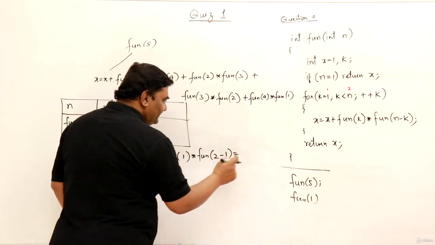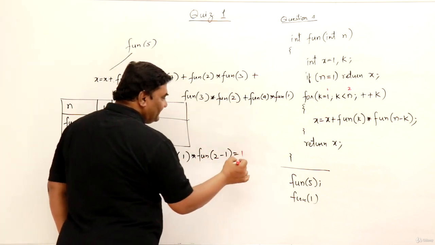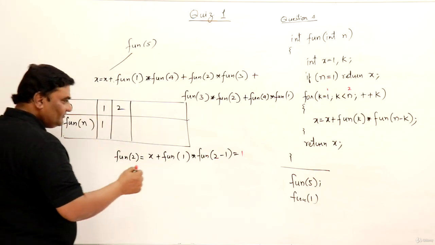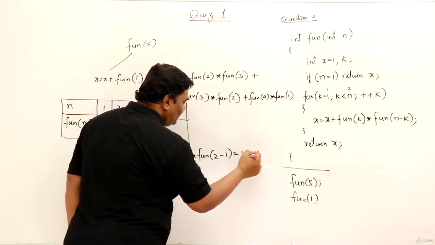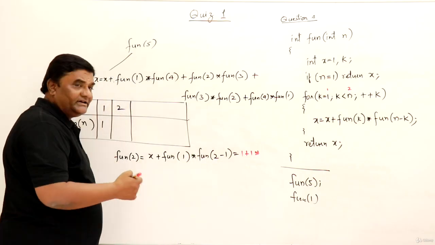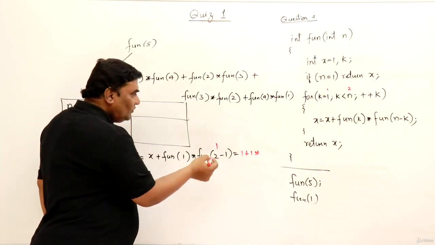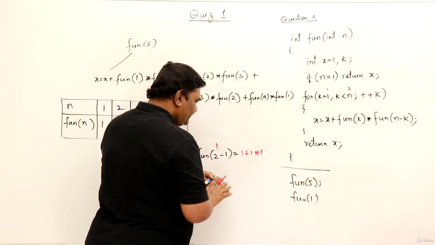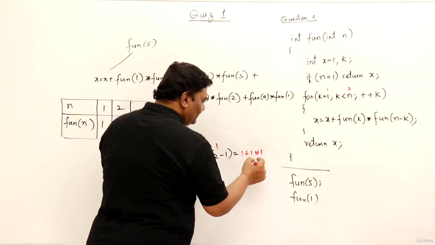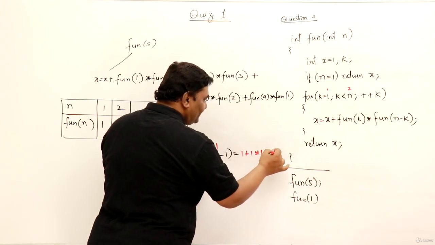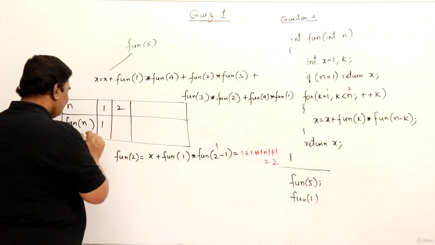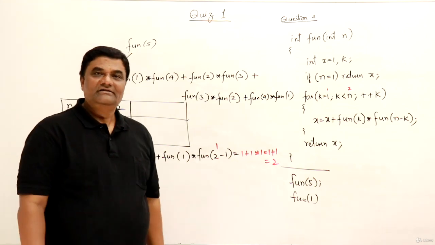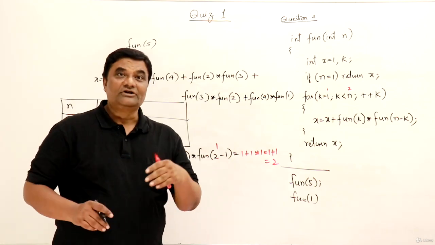So how much is it? x is 1. Fun of 1, we already know, is 1. Take it as 1 into fun of 2 minus 1. 2 minus 1 is 1, so this is again fun of 1, which we already know is 1. So this is 1 plus 1 into 1, which is 1 plus 1, that is 2. Yes, fun of 2 is 2. So we got the result, and we have fun of 1 and fun of 2.